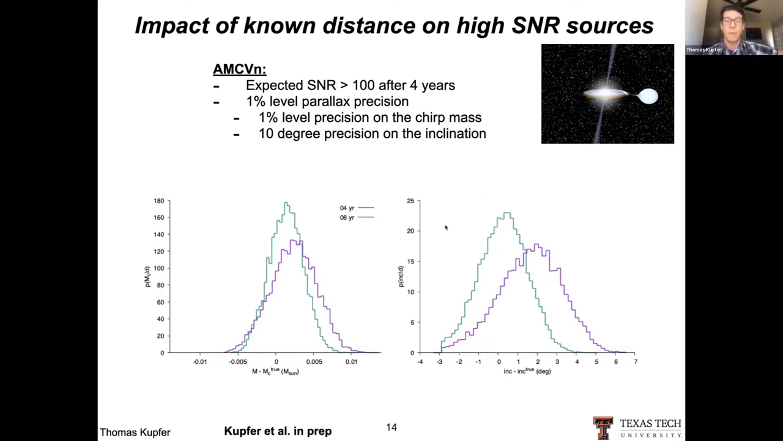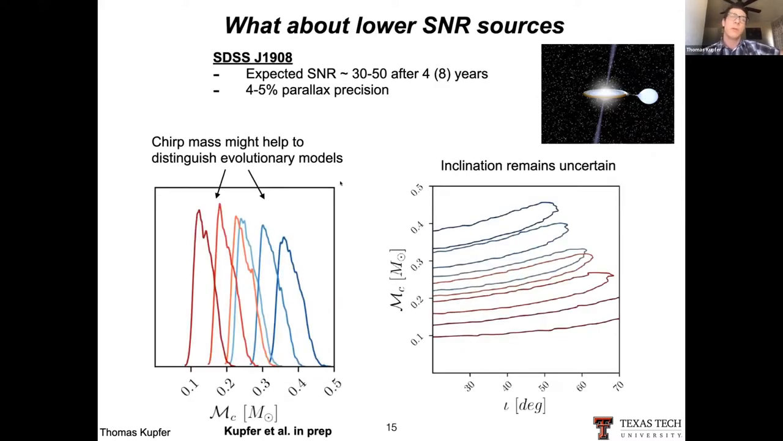So for those sources, I would argue, just try to find them and wait, and maybe work somewhat on getting the primary mass, then to solve the trip mass. But overall, LISA will give it all to you. If you look at slightly lower SNR sources, 1908 is an example, which is also an accreting AMCVN system. SNR is roughly a few tenths after 4 years. Parallax is still precise, but not as precise. And here the inclination will probably still remain uncertain with LISA, right? So this is a prediction from Tyson Bayes as well. It's probably uncertain. And so these are different assumptions on the trip mass.